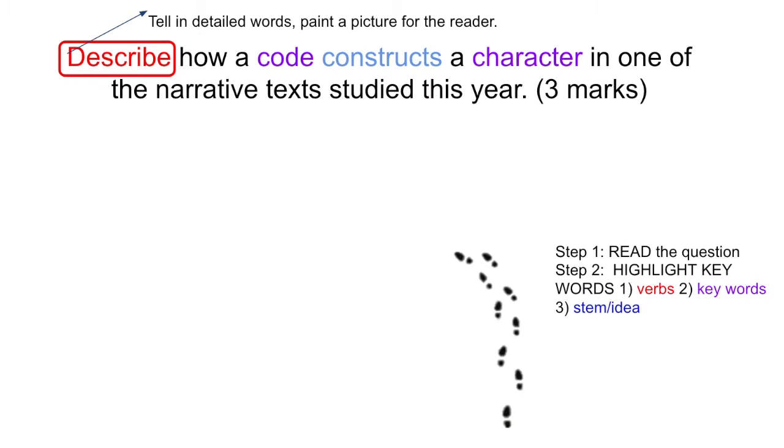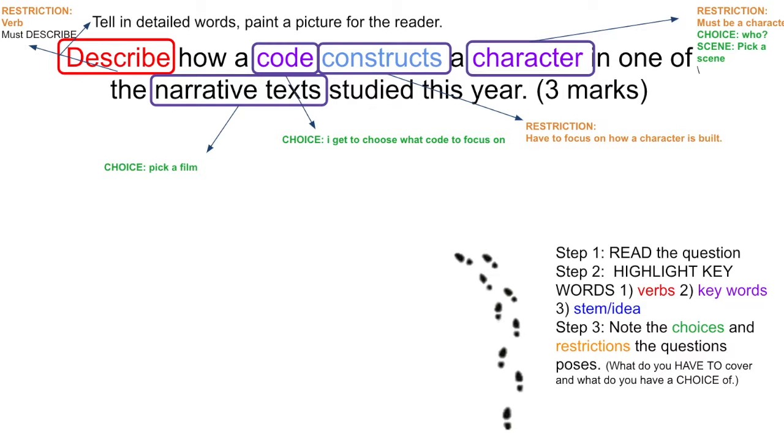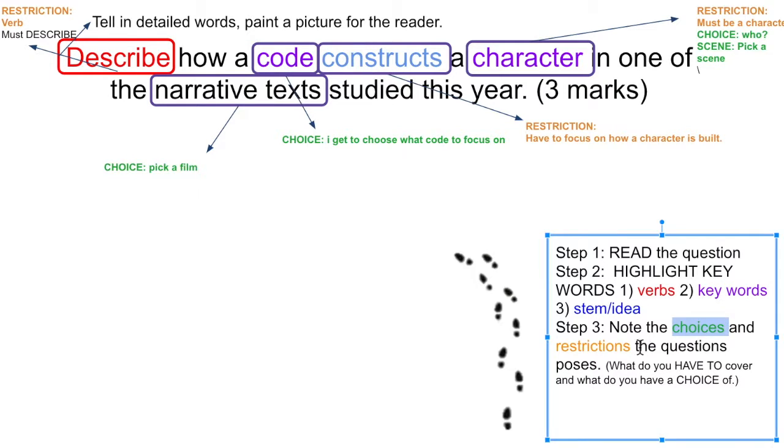Here, I'm annotating my words for you. So describe means you have to really tell in detailed words and paint a picture. So that's really important. I've now started to look at the choices and the restrictions. What do you have to cover and what do you have a choice of?